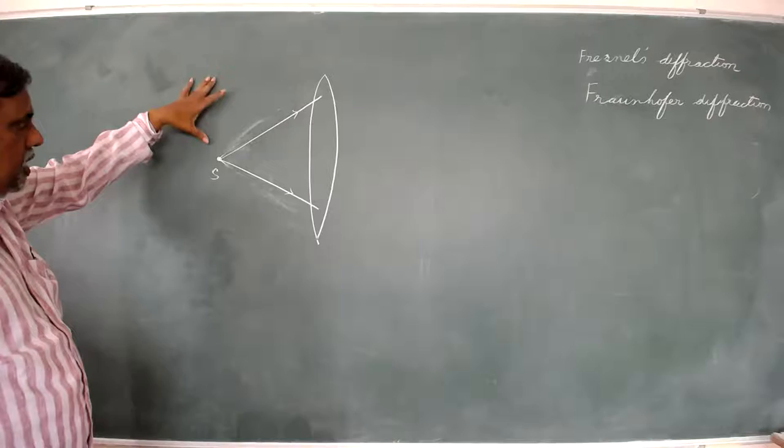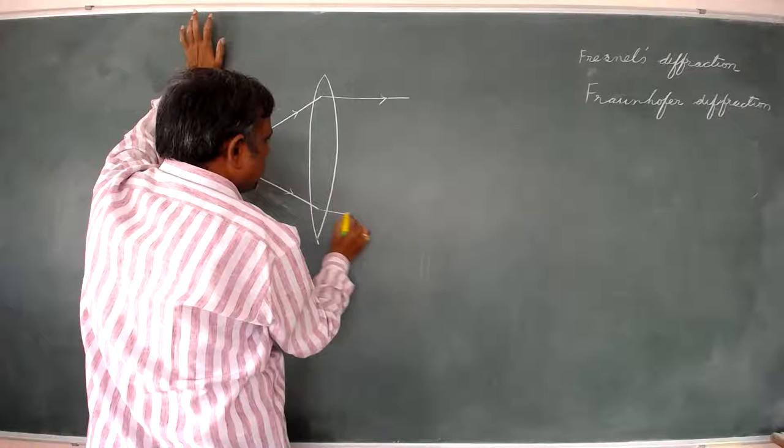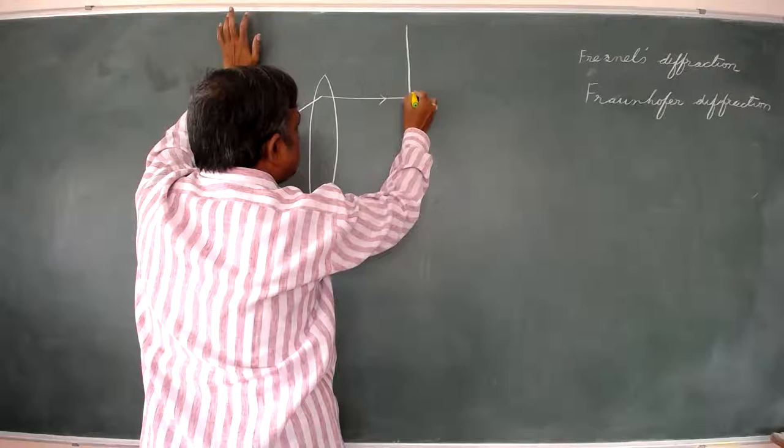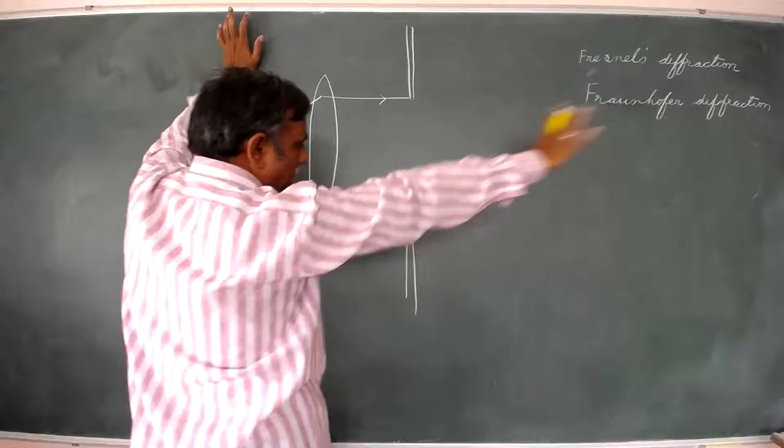Focus of the lens. Now, what happens? A parallel beam of light will be coming over here. In the propagation of this parallel beam of light, you need to place one single slit over here. So this is one slit, completely open. Understood? So this is a single slit.